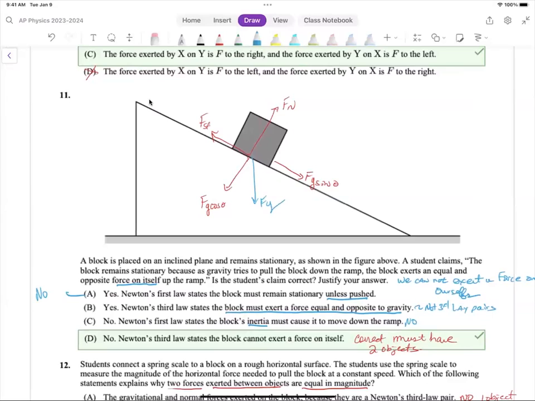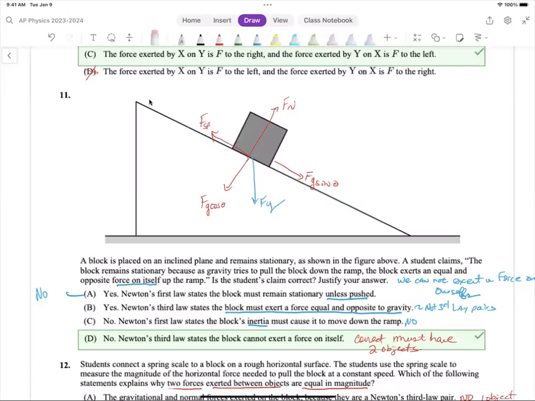Newton's first law states that the block's inertia must cause it to move down the ramp. What does the first law state? The first law states that an object wants to stay at its current state of motion unless acted upon by an external force. Now let's read this again. The first law states that the block's mass must cause it to move down the ramp. No, it wants to stay at its current state of motion unless a net force is acting on it.